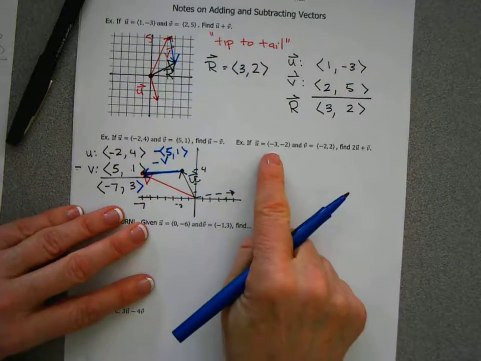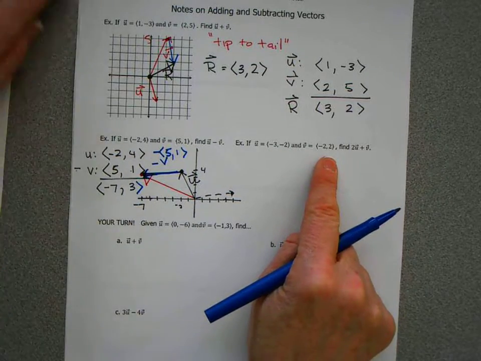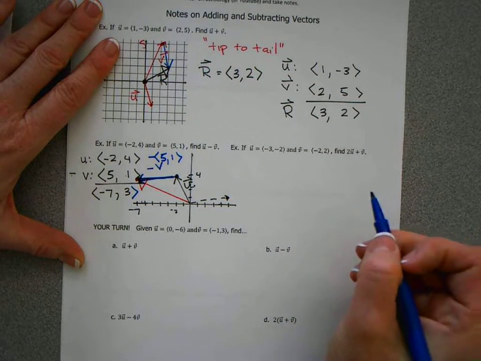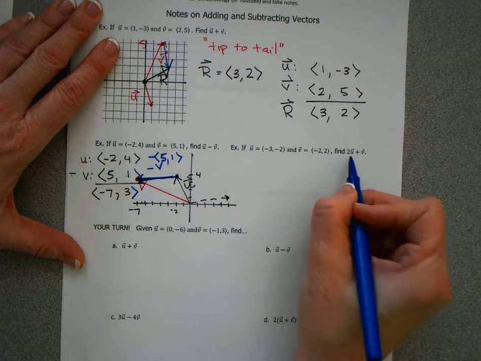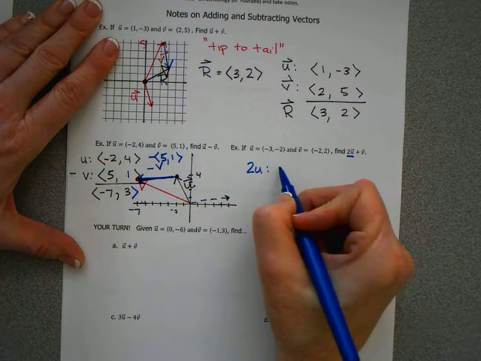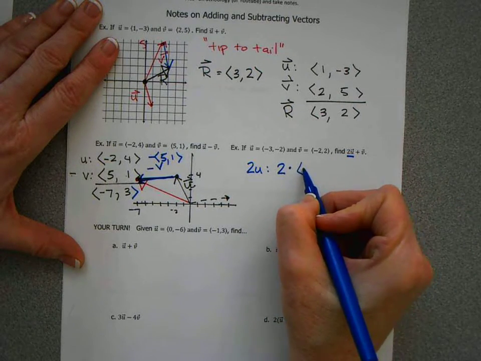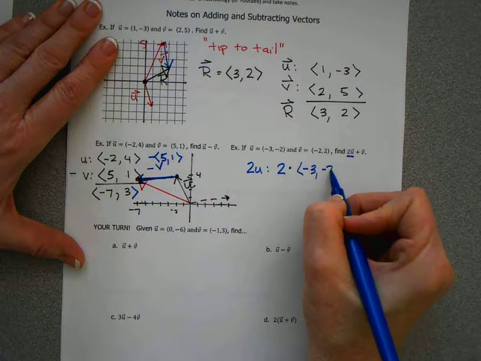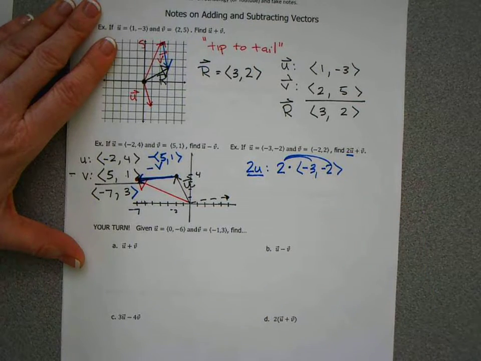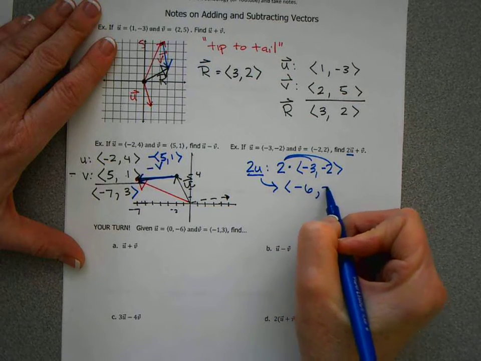If u is negative 3, negative 2, and v is negative 2, positive 2, fine. Here was a combination, 2u plus v. So here's what I'm going to do. I'm going to first find 2u. 2u means that we take the coefficient 2 and we multiply it by the vector u, all of its components. So 2u, I'm distributing that 2 to each component, and I get 2u is actually negative 6, negative 4.